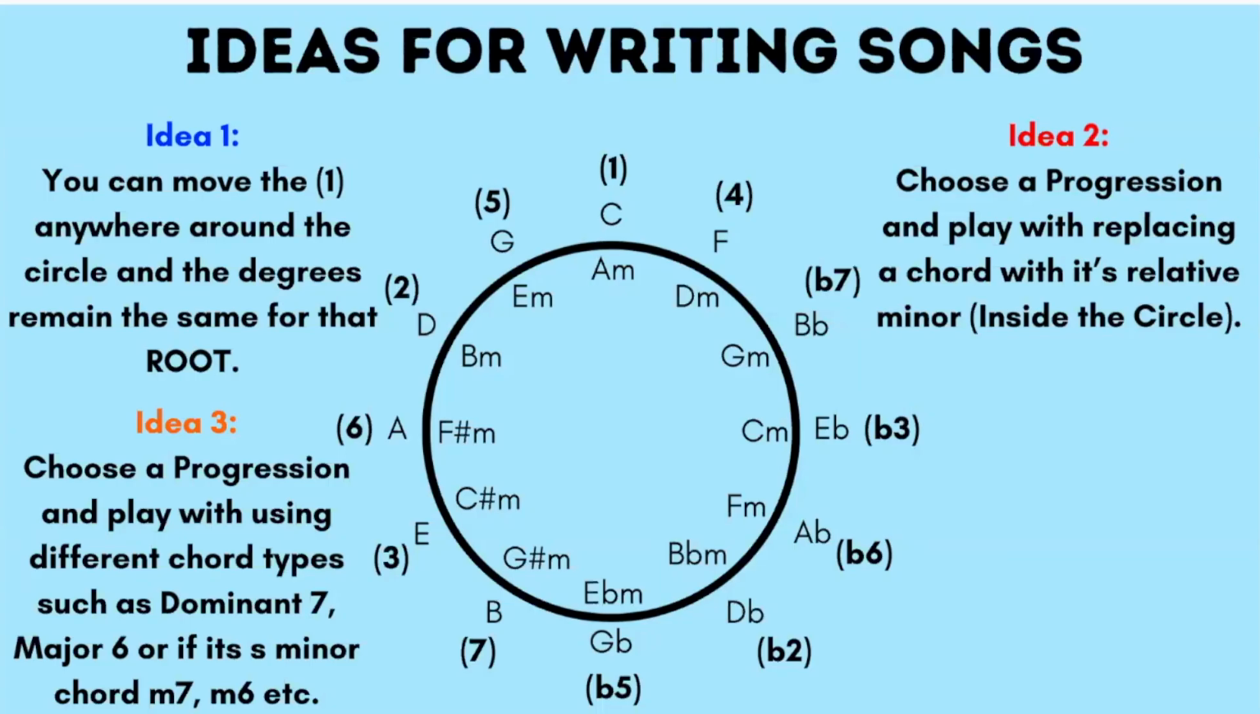Okay, and you can do that with any of them. So in other words, you just make a progression and then play around with changing the chord type. So in other words, here's like an A minor seven. So changing that, replacing that. Let's say C, A minor, F, G, like this.